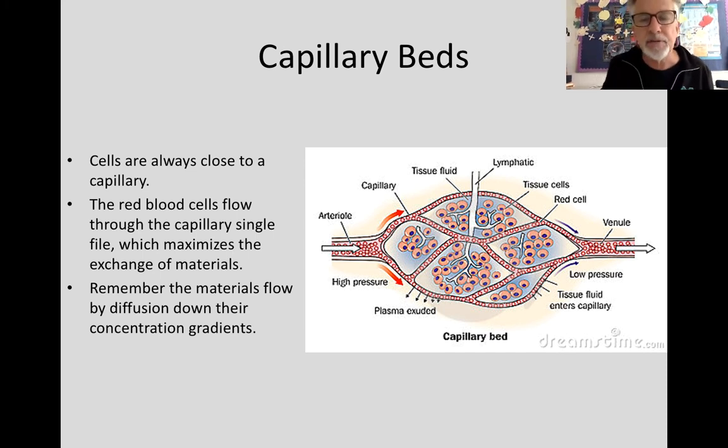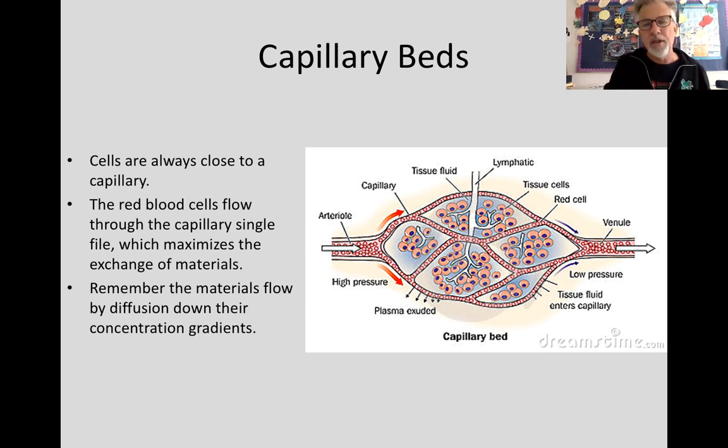So that's it for today. I hope you understand the basic structure of the circulatory system. I hope you understand the difference between arteries and veins, why arteries are muscular, why veins have valves. I hope you understand that the heart consists of two pumps that pressurize the blood. One of those pumps sends blood out to the whole body. The other pump sends it to the lungs.